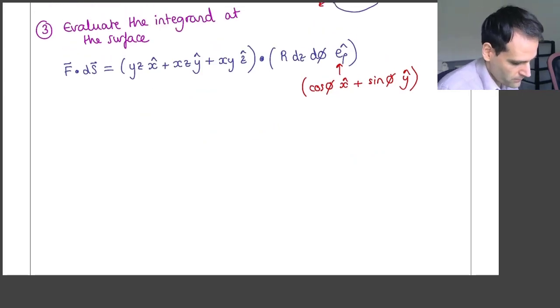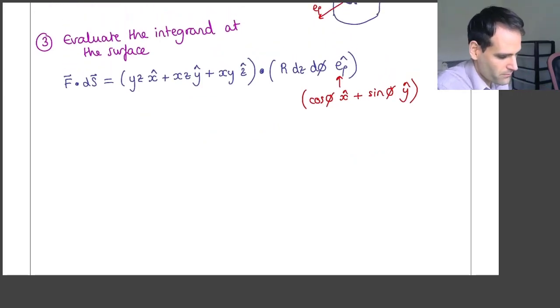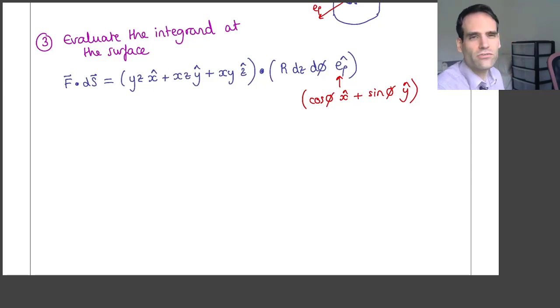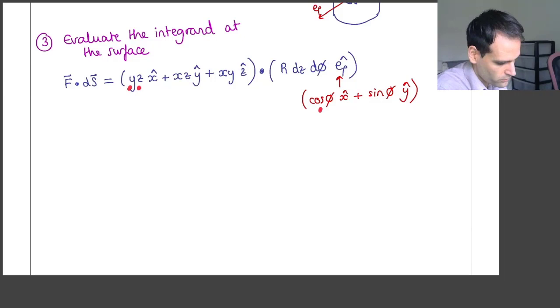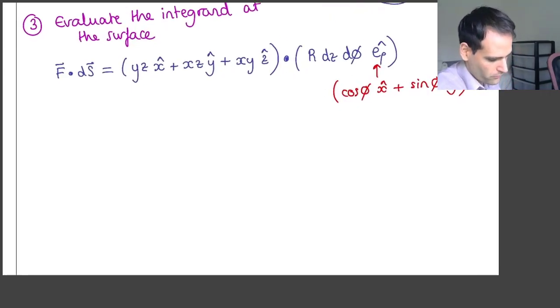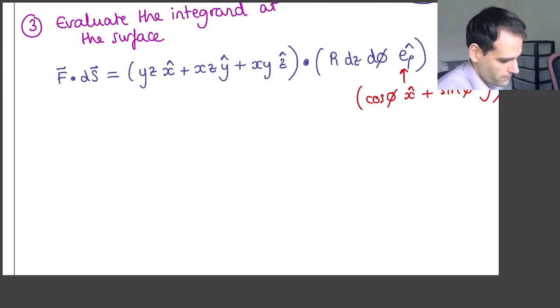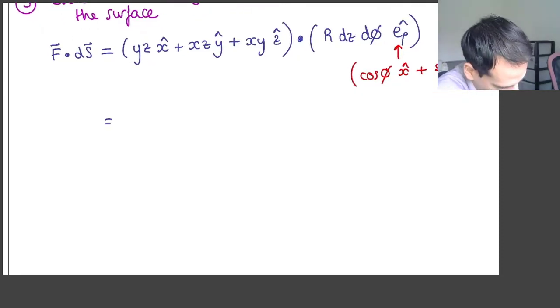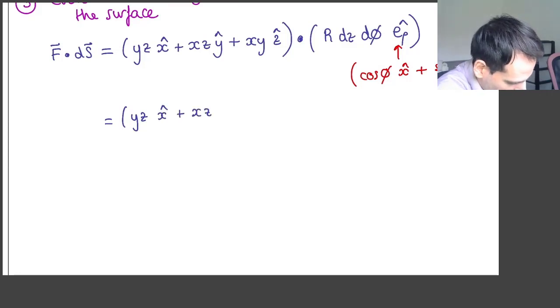So at this point, if you have done many dot products, you might be able to realize that since only x hat dot x hat will be 1 and y hat dot y hat will be 1, all the other combinations will be 0, you might directly be able to write the answer as yz times cosine times r plus xz times sine times r. And that would be correct. But since this is the first time I'm doing a problem with the dot product in the flux, let me do it explicitly. Okay, so let me explicitly expand this first term.